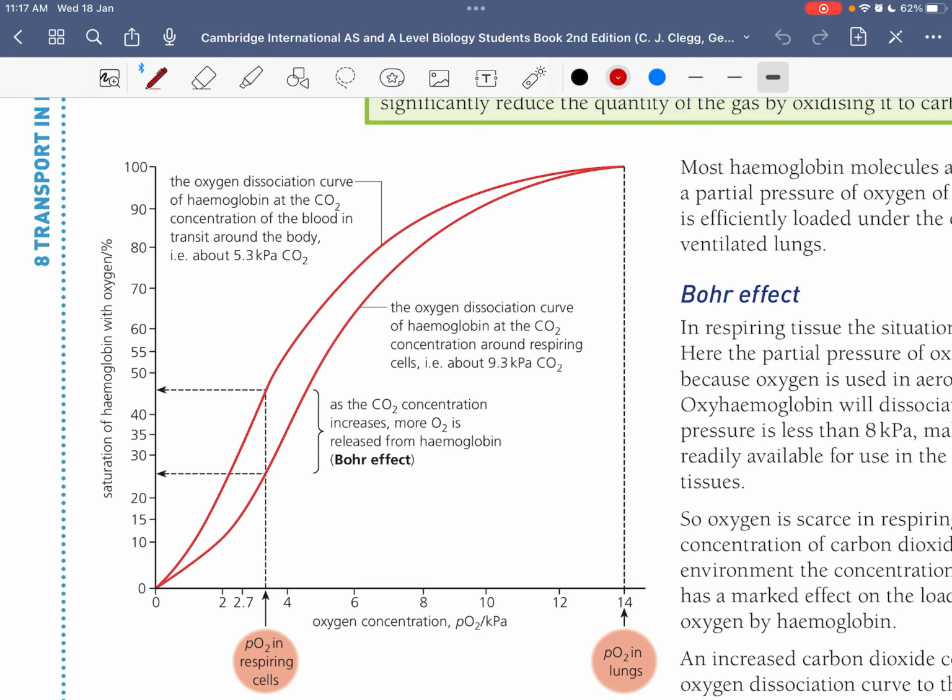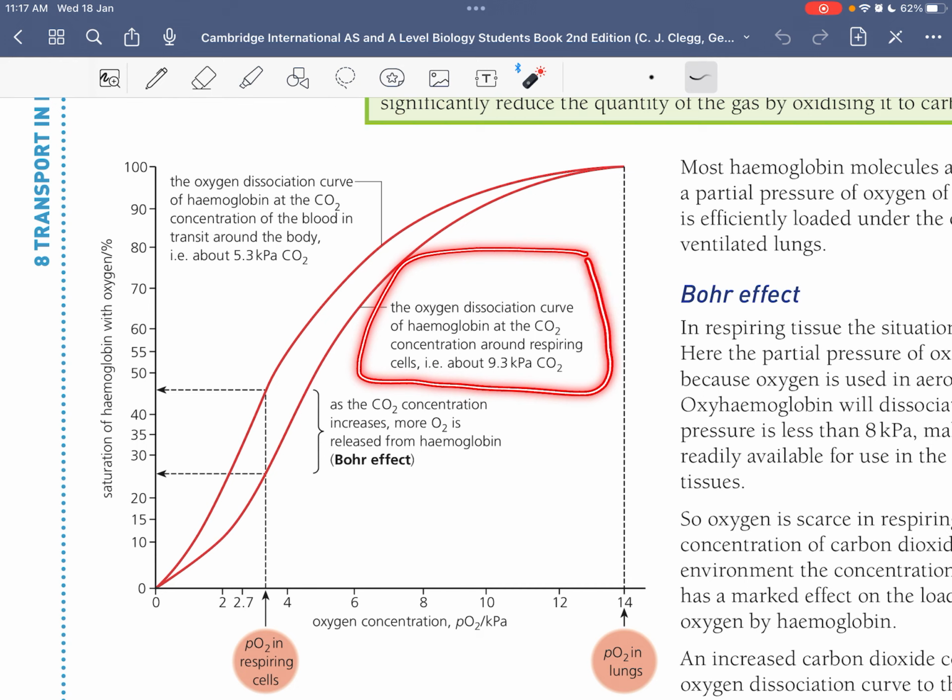On the screen you can see that there is a curve that has been shifted to the right, which is this one, okay, and then there is another curve to the left side. Now if we look at this carefully, the curve which is shifted to the right is the oxygen dissociation curve of hemoglobin at the CO2 concentration around respiring cells.